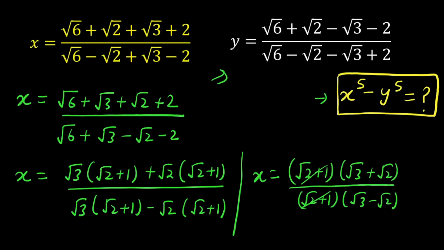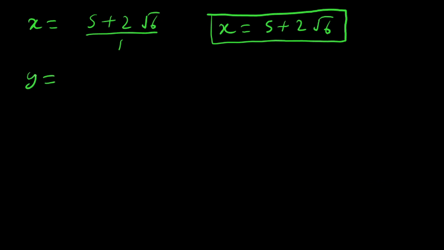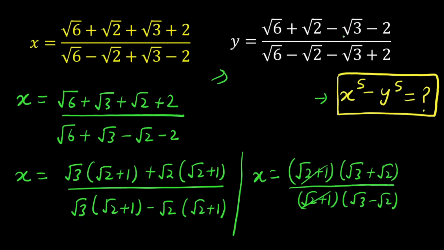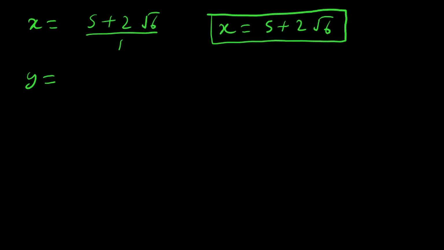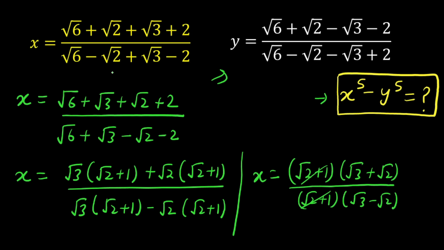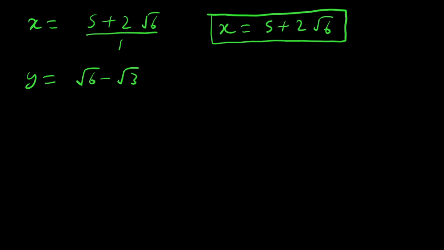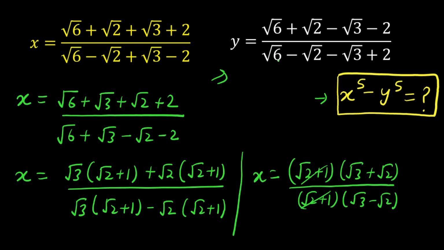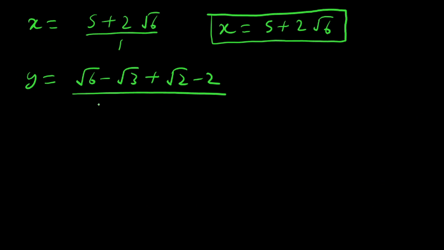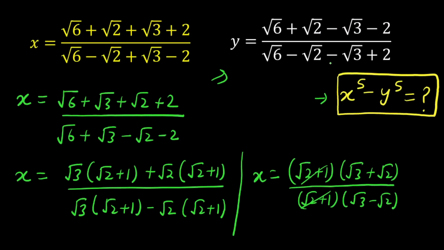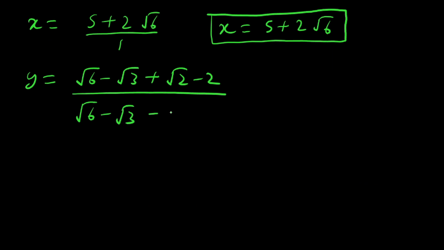Y is square root of 6, and if we write first minus square root of 3, square root of 6 minus square root of 3, and then plus square root of 2 minus 2, and divide by, in the denominator part, square root of 6 minus square root of 3, and here minus square root of 2 plus 2.